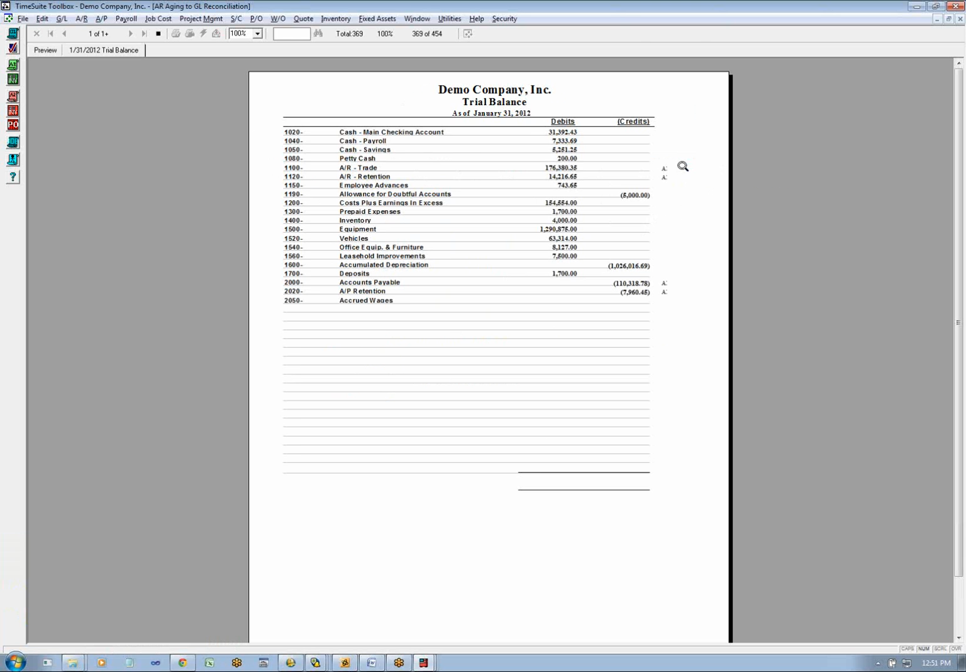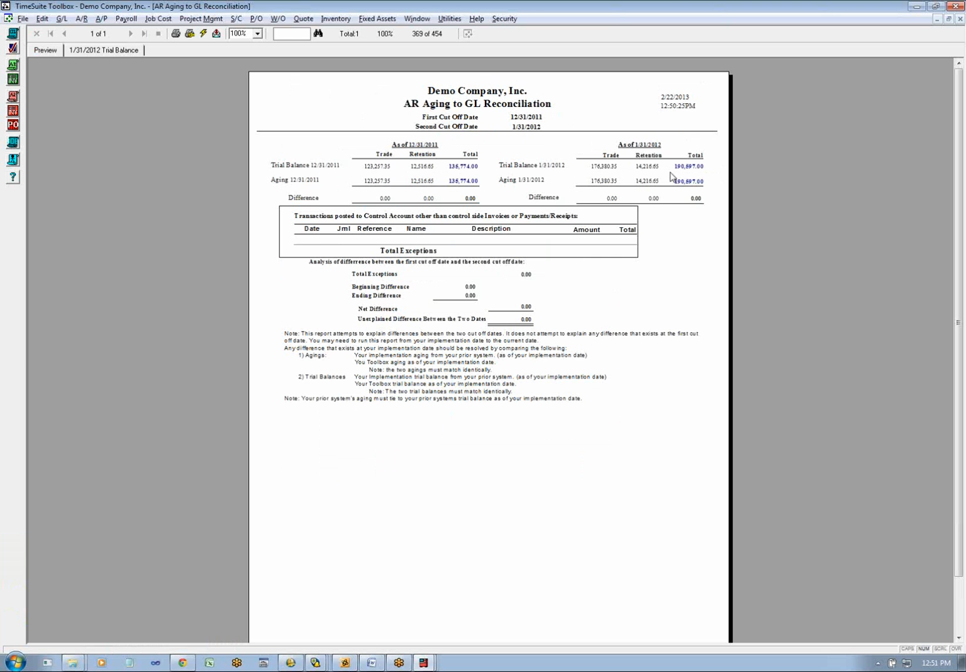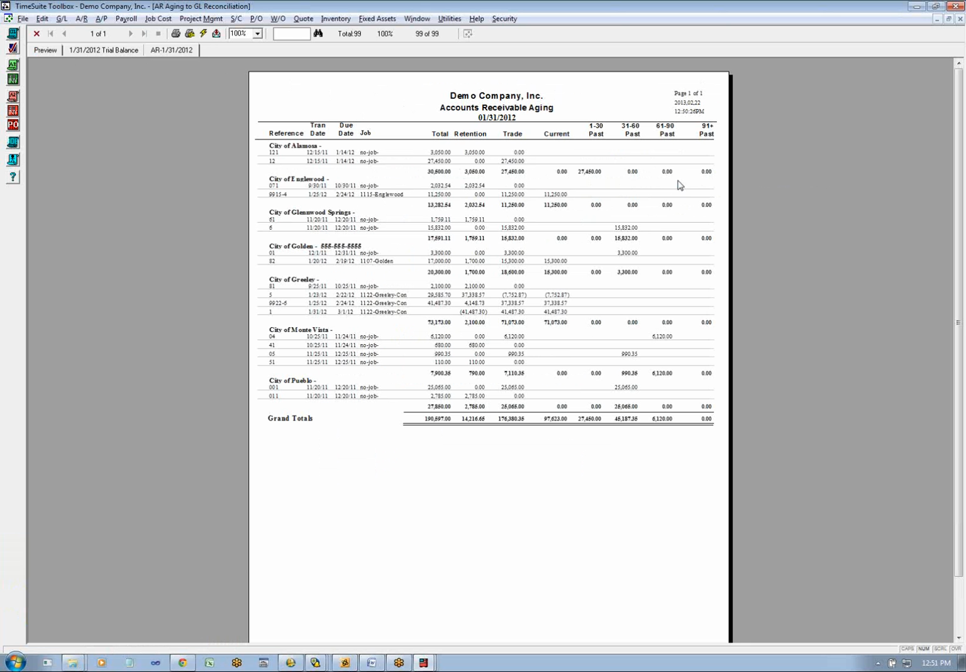These are blue numbers, which mean they're on-demand sub-reports, so there's your trial balance if you want to look at it, and here's your aging if you want to look at it. Okay.